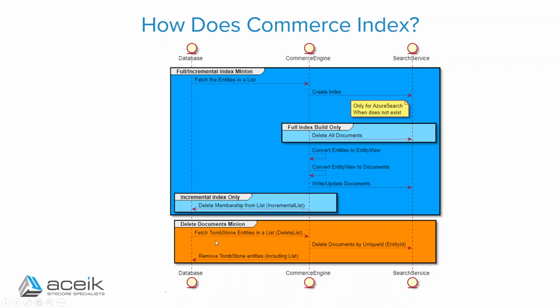For delete documents, to achieve this, what it does is when an entity gets deleted in commerce, it gets replaced with an entity called a tombstone. It's funny. So you lay a tombstone for an entity with the same ID, and then that minion actually picks up all these tombstones and goes through and deletes those documents from your search service.